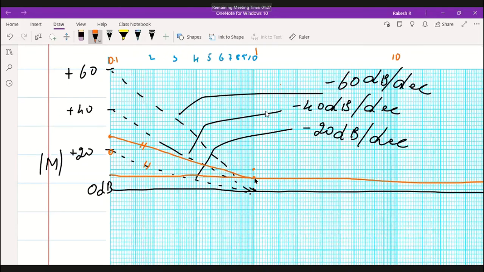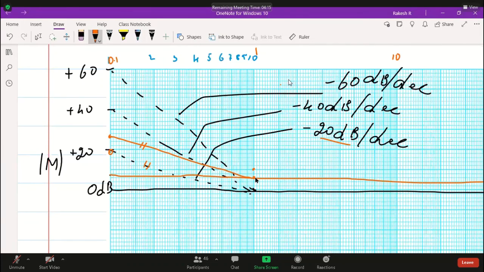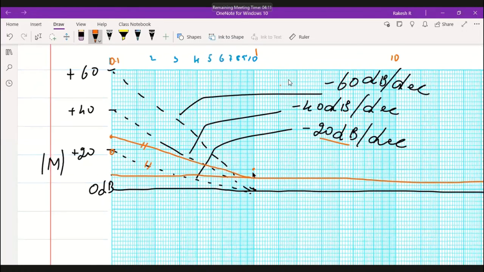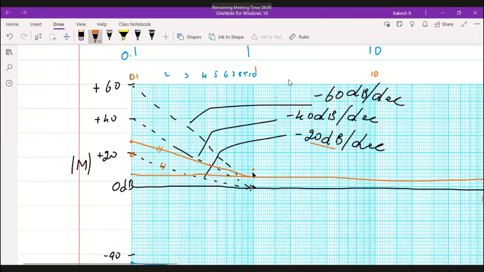Got this one? Any doubts in this? Guys, any doubts? So we have drawn a parallel line in such a way that it is having minus 20 dB per decade line from 0 to 1, right? Next one, what do we have?